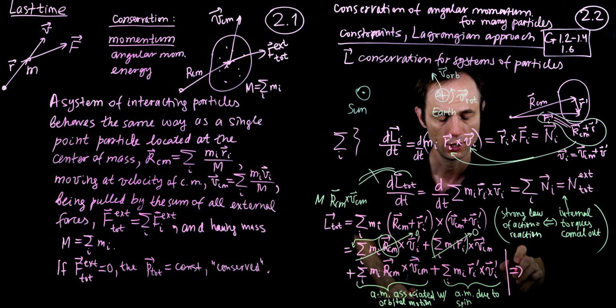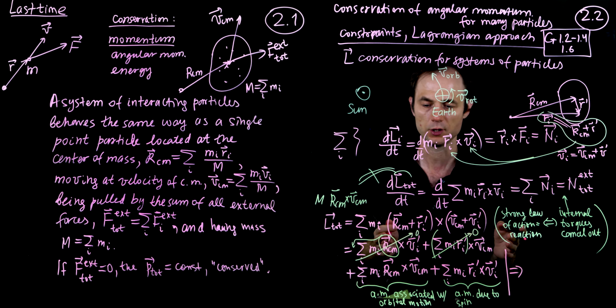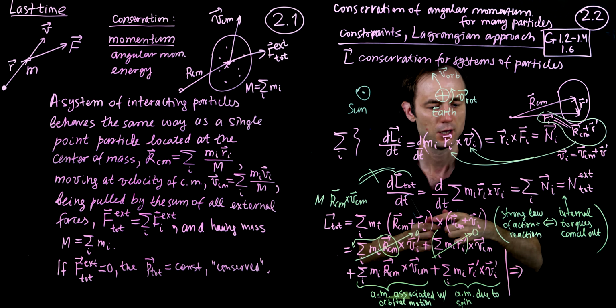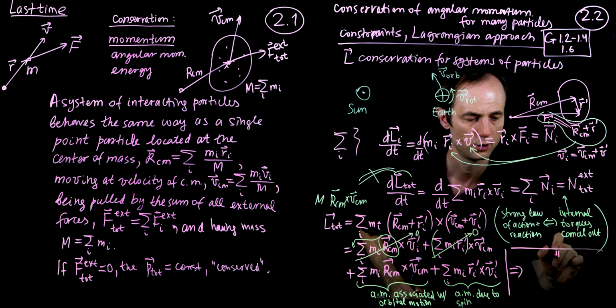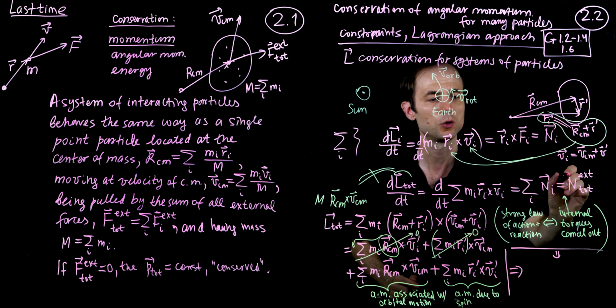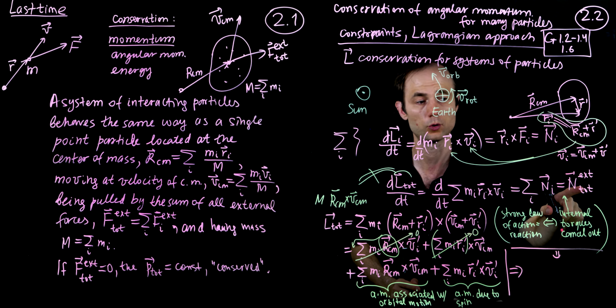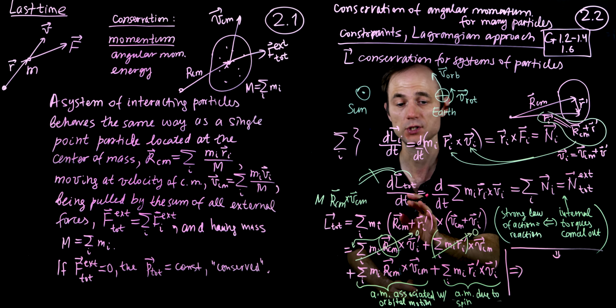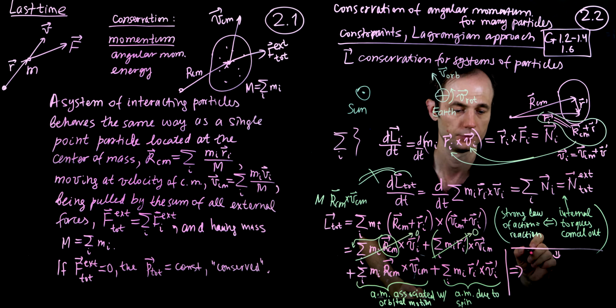From here, the conclusion that we can make, though, is the following, that, and from here as well, that if the total sum of the external torques is 0, then the total angular momentum of the system is going to be conserved.